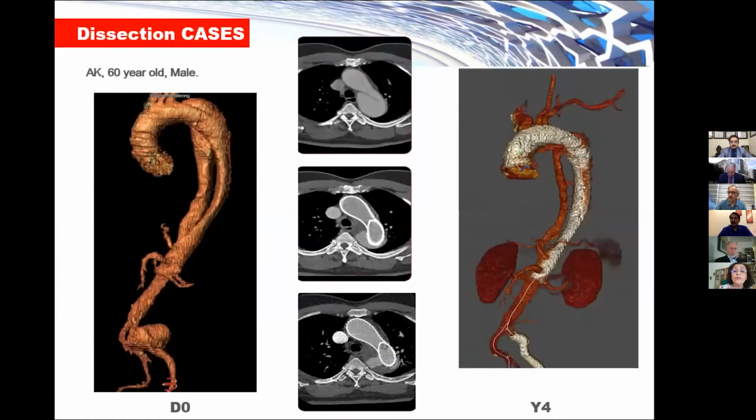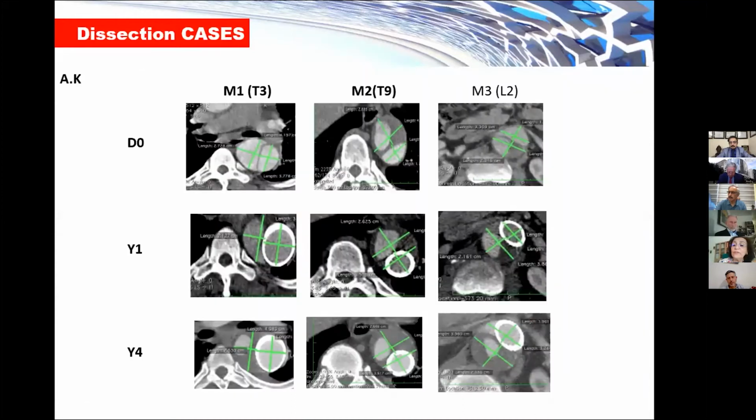The second case is the patient with type B dissection and a huge left iliac aneurysm of 130 millimeters. And we can see the evolution at 4 years. We have the reduction of the false lumen, and the iliac aneurysm is completely excluded.